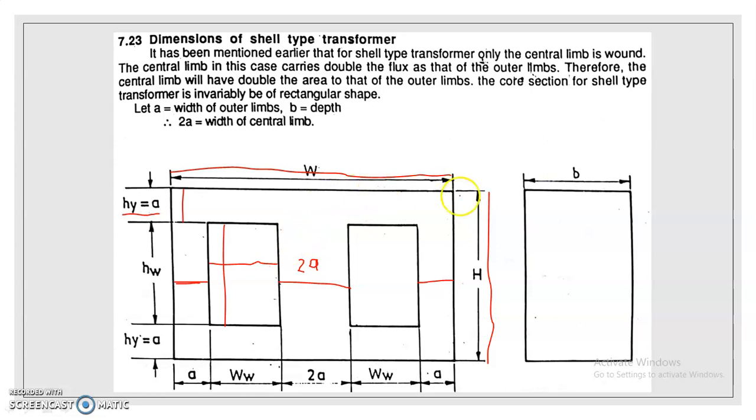Also you can see here that B indicates the depth of the core or the yoke for the shell type transformer. In the three-phase core type transformer we define the depth of the core or yoke as small a, but in the shell type transformer it is not like that. It differs from the width of the outer limb. So here it is defined differently: A is the width of the outer limb and B is the depth.